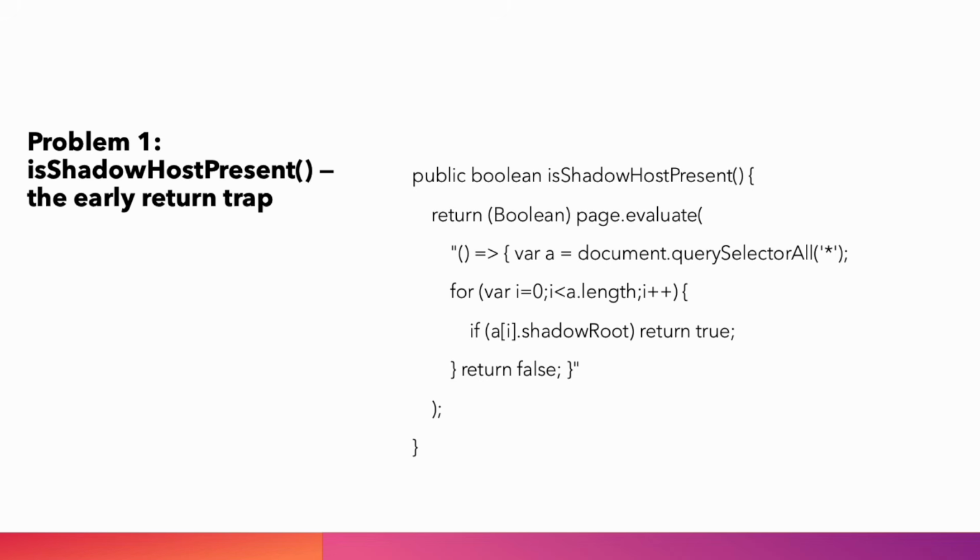The return true inside this loop acts as an implicit break. So in JavaScript, a return inside a function exits the entire function immediately. It doesn't just break out of the loop. It stops everything and hands back the value to the caller at that stage. What I spotted was the missing argument. There's no way to tell this function how many shadow roots to expect.